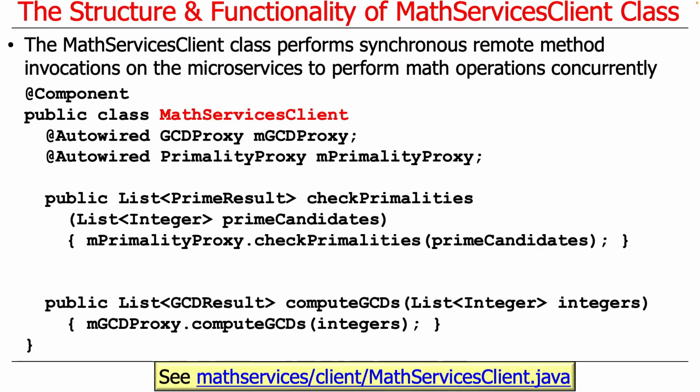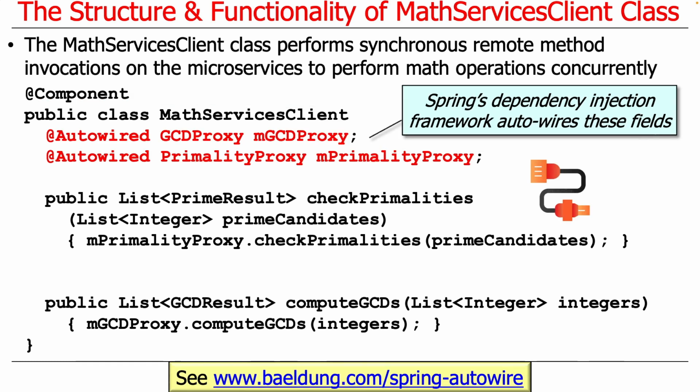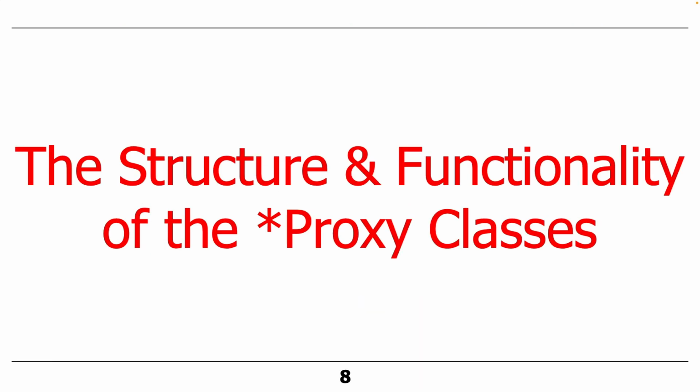Here's MathServices client. As you can see, it's a component, and it's got two proxies in it, one that talks to the GCD microservice, one that talks to the Primality microservice. And then it has some methods in here that do the obvious things. If you call check primalities, it takes the list of prime candidates, calls through the proxy to the microservice that does prime checking. Likewise, for computing GCD, it takes a list of integers and calls through the proxy to the GCD microservice. These are all sort of obvious things, but we do it like this just to make it a little cleaner and more decoupled.